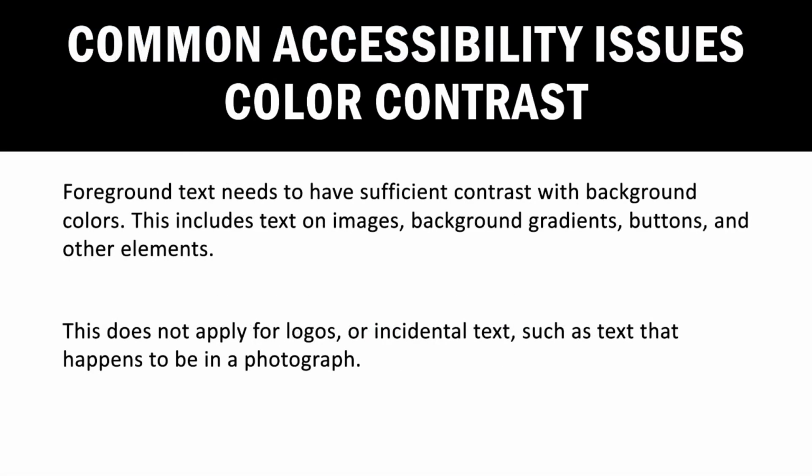Let's look at another common accessibility issue that we encounter, which involves color contrast. Color contrast is important for everyone to be able to see clearly and read the information. Foreground text needs to have sufficient contrast with the background color. This includes not only text on images, background gradients, or buttons, as well as other images and elements. This rule does not apply for logos or incidental text, such as text that happens to be in a photograph.